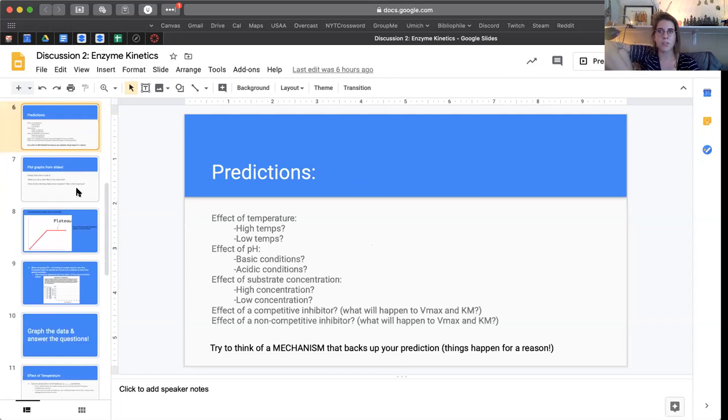Okay, so if you haven't done the worksheet already, hopefully you have at this point, but if you haven't, what I would do is get a sheet of paper out and write down some really quick predictions about what you think is going to happen to the graph of the reaction rates based on these different factors. What we're going to be looking at for the worksheet is temperature, pH, substrate concentration, and then the two types of inhibitors, the competitive and non-competitive. So I would just do a really quick note: what is the shape of the graph going to be? And then maybe a quick note about why you think that is.